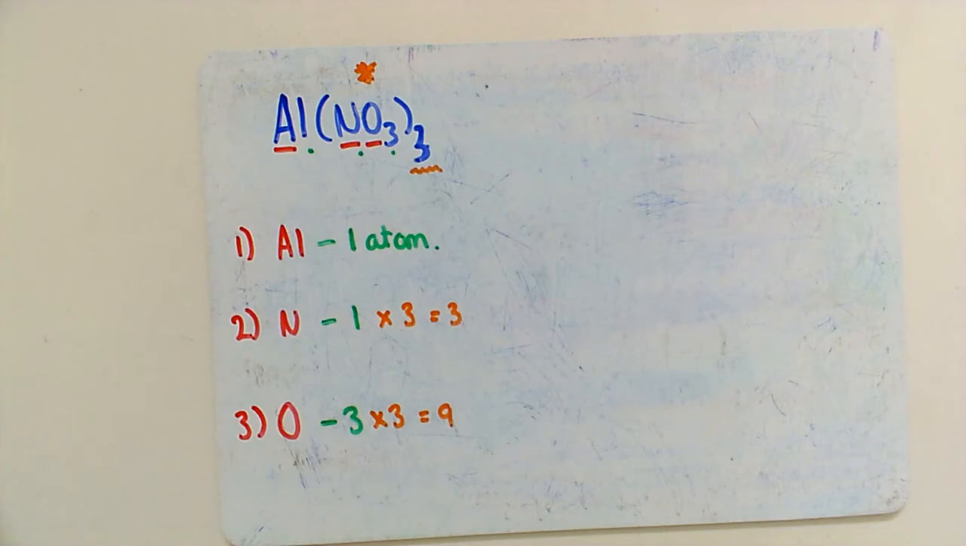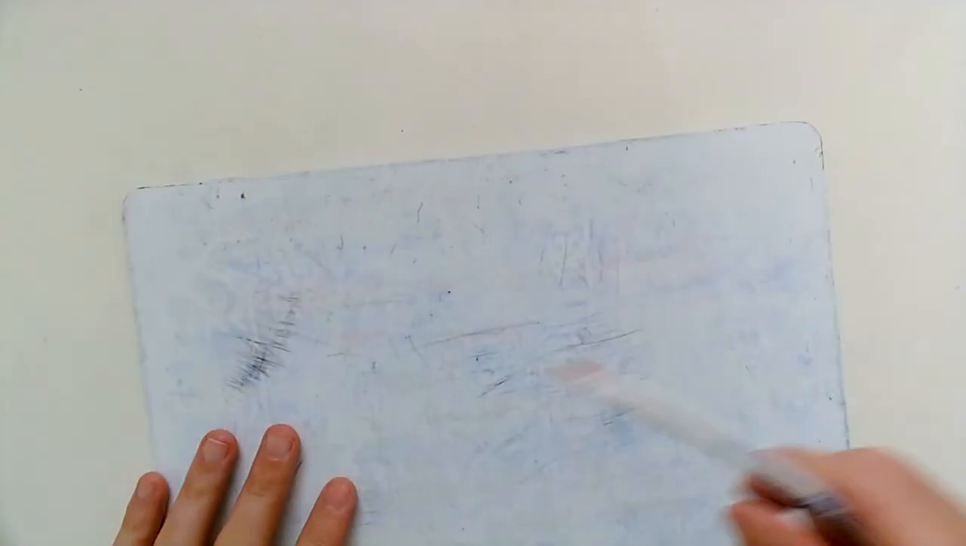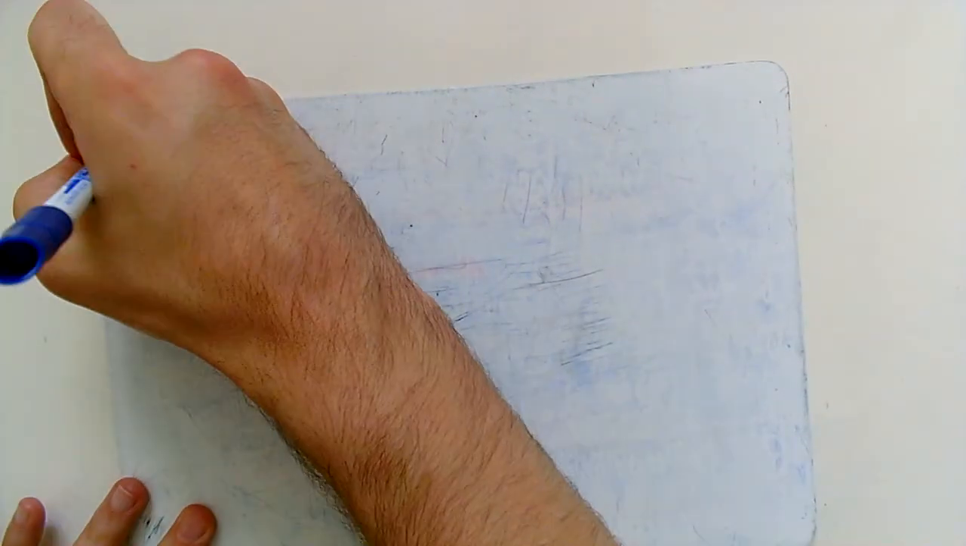And that is going to be the basis for determining any formula mass. It's always going to start with the formula. What are the elements inside it? How many of each type are there? Okay, so now we're going to look at how we actually work out mass. So formula mass.